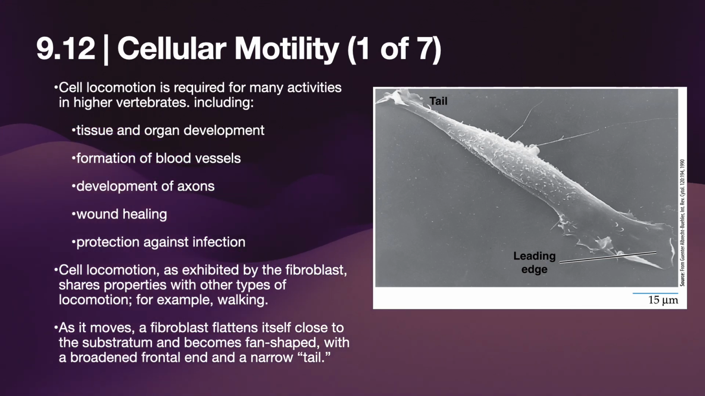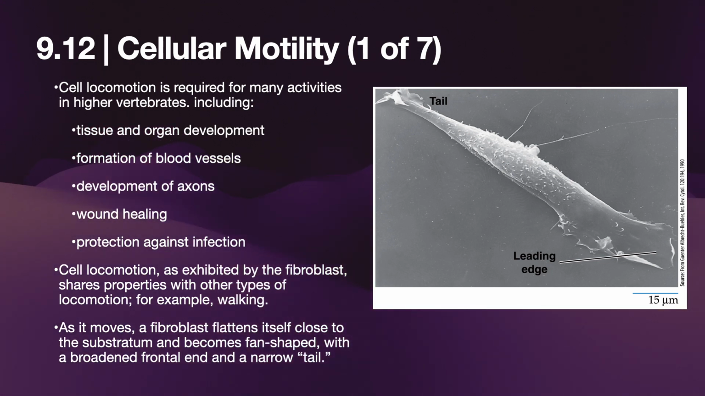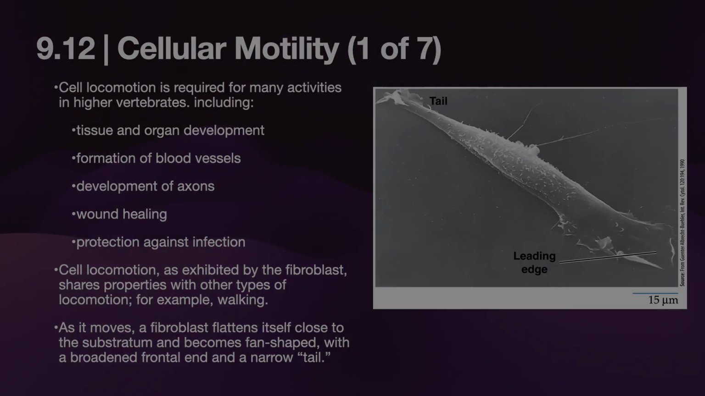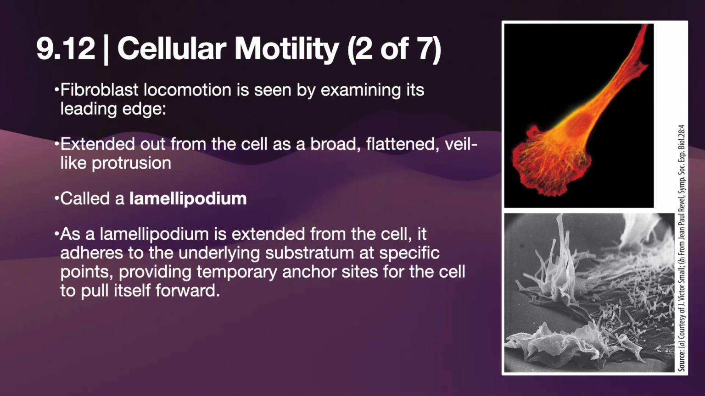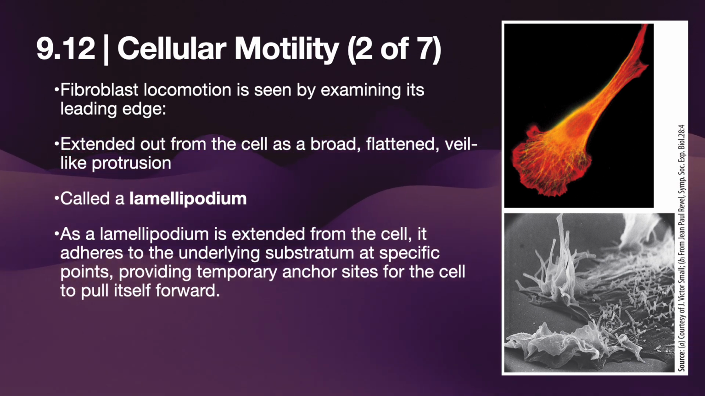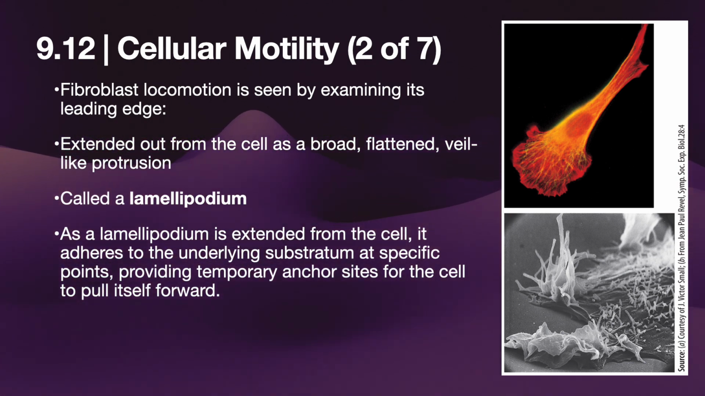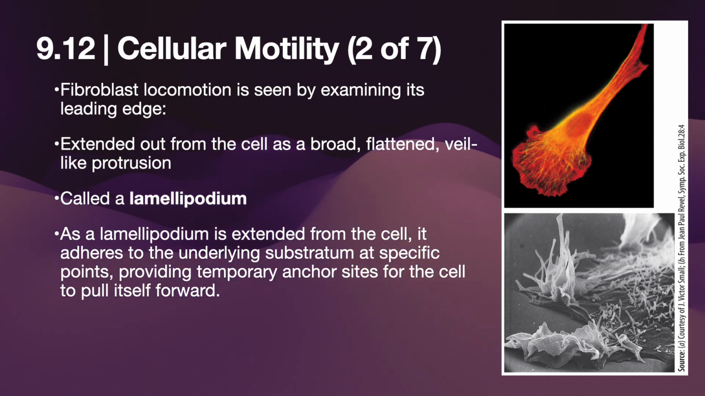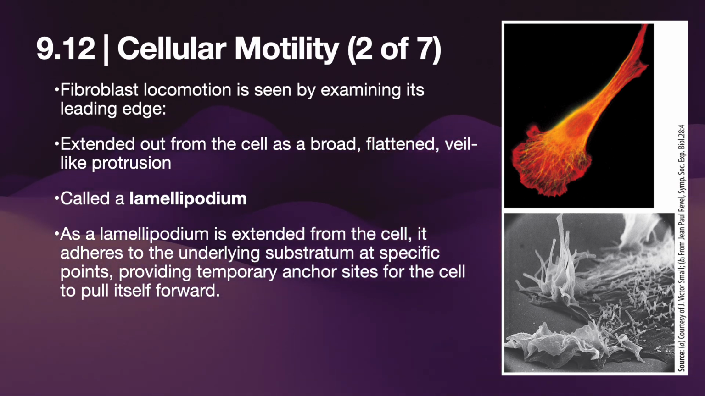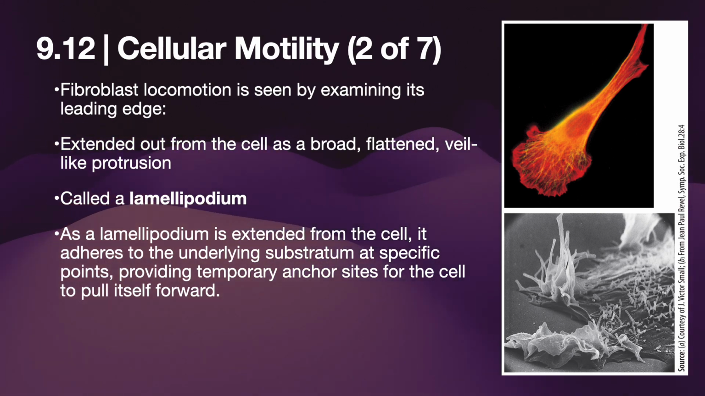As it moves, the fibroblast flattens itself close to the substratum and becomes fan-shaped with a broadened frontal end and a narrow tail. Fibroblast locomotion is seen by examining its leading edge, extended out from the cell as a broad, flattened, veil-like protrusion. We call this lamellipodium. As a lamellipodium is extended from the cell, it adheres to the underlying substratum at specific points, providing temporary anchor sites for the cell to pull itself forward.